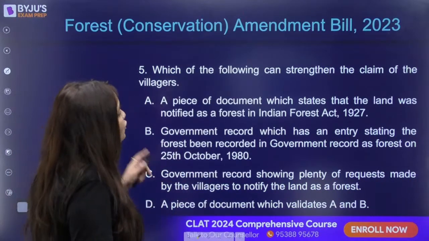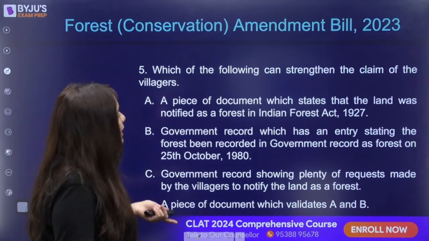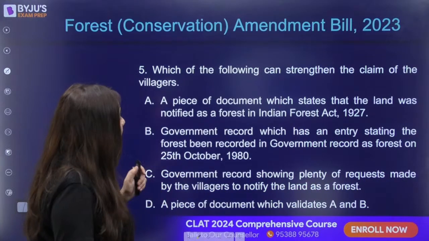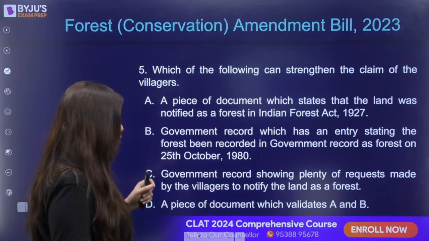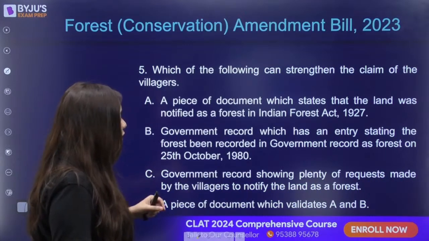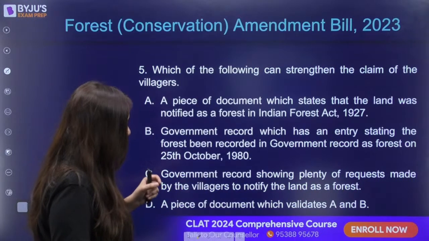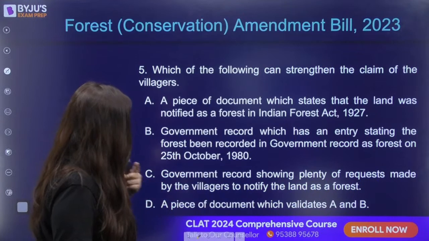Which of the following can strengthen the claim of the villagers? A piece of document which states that the land was notified as a forest. Government record which has an entry stating forest has been recorded in government record. Government record showing plenty of requests made by villagers to notify the land as forest. A piece of documentation which validates A and B.